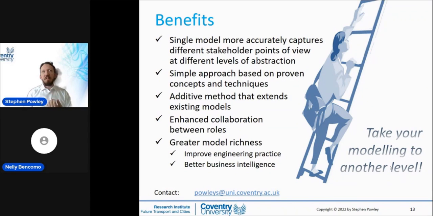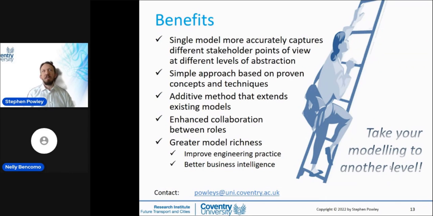So putting all this into a single model will more accurately capture those different stakeholder views and at different levels of abstraction. It's a simple approach based on proven concepts and techniques. You can add this onto existing models, which makes it quite a more attractive proposition. You can enhance the collaboration between the roles because people are able to deal with things in their own terms. And it increases the model richness, which leads to better engineering practice.